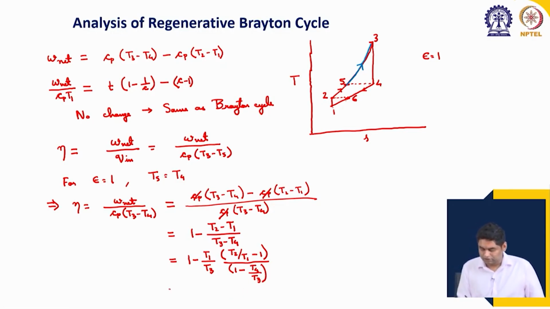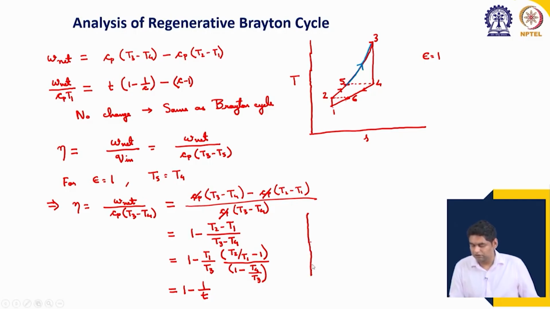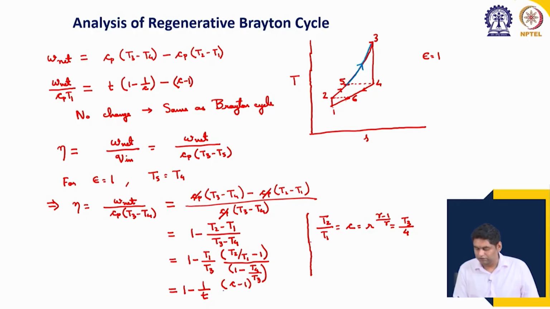So, what is this? T1 by T3 is 1 by T. Okay. T2 by T1 is equal to, so we have already derived, right, T2 by T1 is equal to C, which is r to the power (gamma minus 1) by gamma, which is equal to T3 by T4. Okay. So, we can write this as (C minus 1) by (1 minus 1 by C).